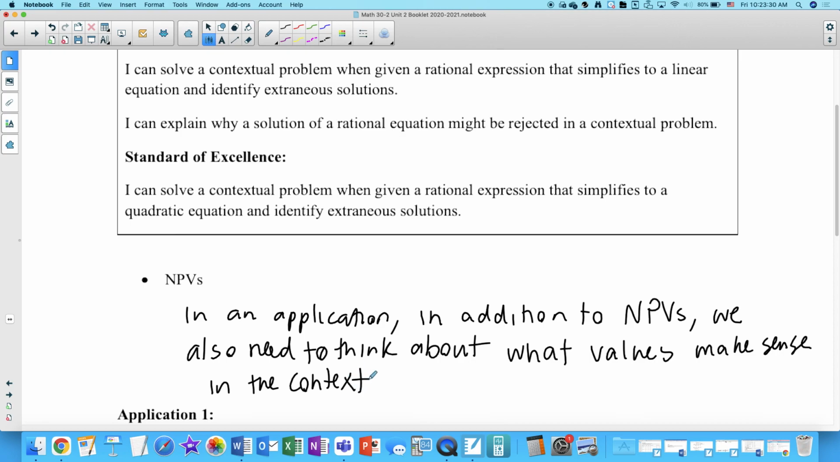So for example, if you are looking at covering 20 kilometers in X amount of time, an expression for your speed would be 20 over X. 20 kilometers per X amount of time. That would be a situation where X would have to be greater than 0. Your time must be positive.